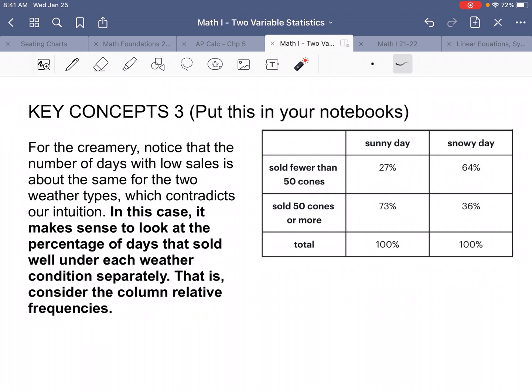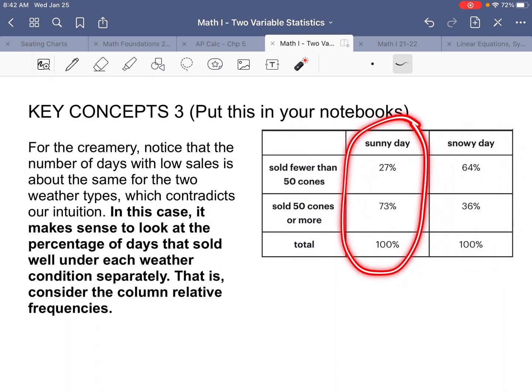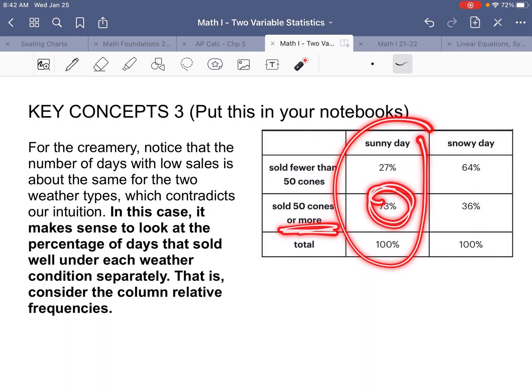So for the creamery, notice that the number of days with low sales is about the same for the two weather types, which contradicts our intuition. In this case, it makes sense to look at the percentage of days that sold well under each weather condition separately. That is, consider the column relative frequencies. So what they're doing is looking at sunny days and snowy days individually. And what this chart is telling us is that on sunny days, 27% of the time, they sell fewer than 50 cones. But on sunny days, 73% of the time, they sold 50 cones or more.